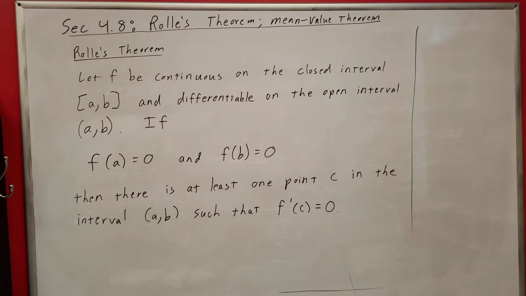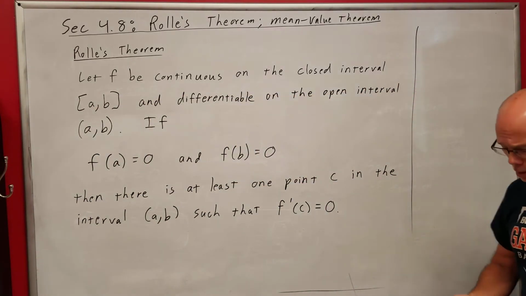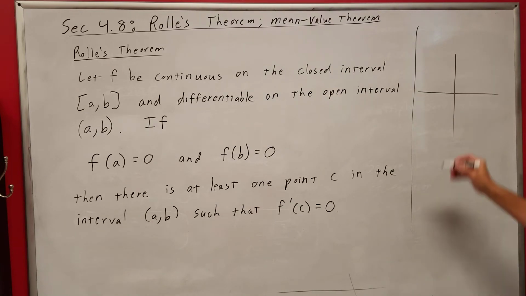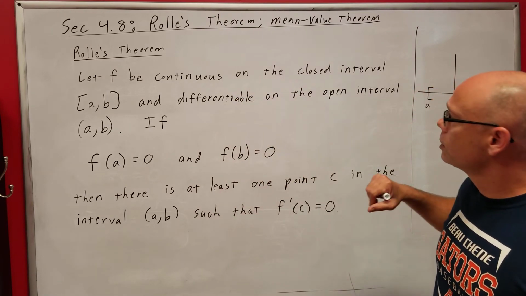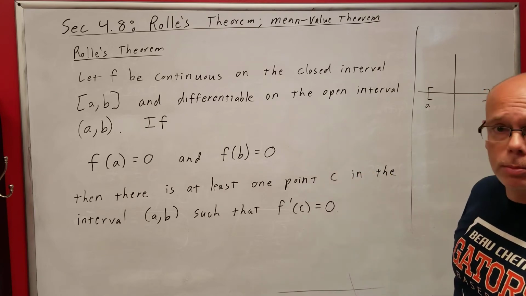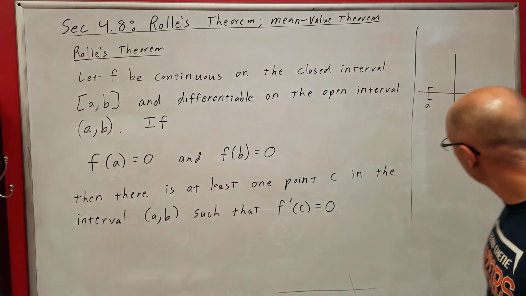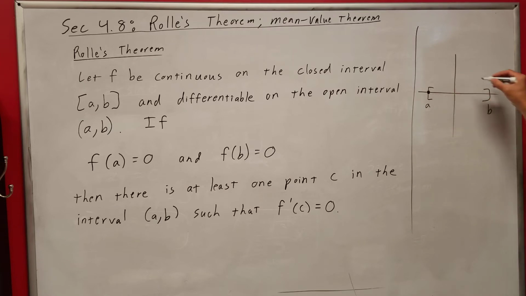What in the world are they saying here? I think it's important so we could use this to work our homework problems. Alright, let's see. Here's basically what they're saying. Let's suppose I'm looking at some closed interval from A to B here, okay? Then they're saying that if f is continuous on the closed interval and differentiable on the open interval, and if f of A is equal to 0 and f of B is equal to 0, what does that mean? That means I have a 0 at A, I have a 0 at B, okay?